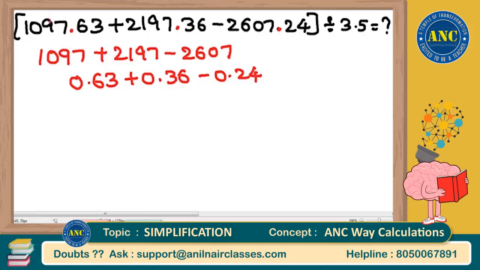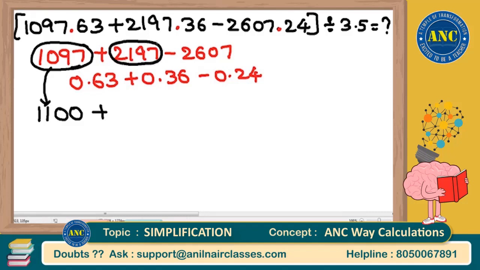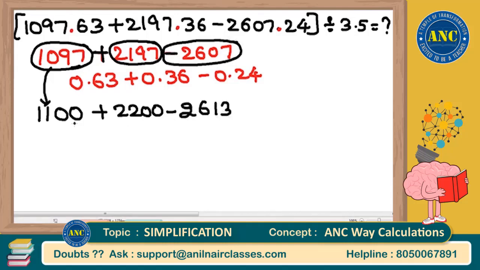Minus 0.24, in fact. Now see here, what I will do is, 1097 is not a good number to look at. I will make it a good number. I will make it 1100. That means I added 3 here. I will make this also a beautiful number, 2200. I added 3 again. Totally I added 6. That means totally I should subtract 6. Minus 2607 minus 6, minus 2613.